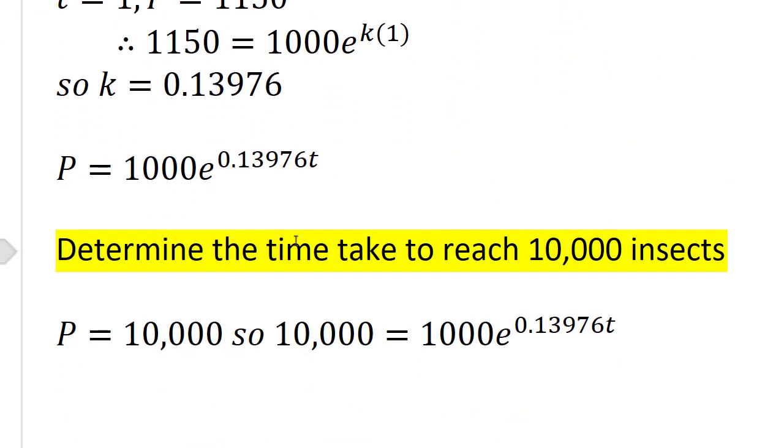So we have that, and then the question says determine the time taken. So clearly we just put p equals 10,000. So 10,000 equals that. Let's solve it. Dead easy.